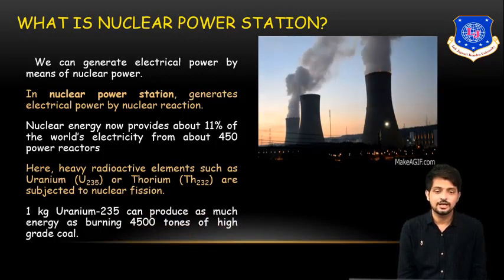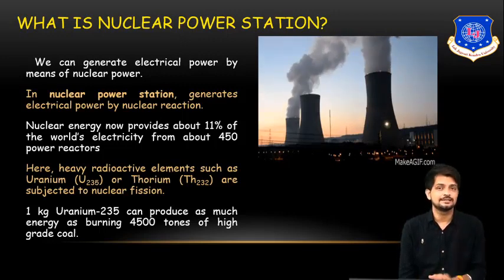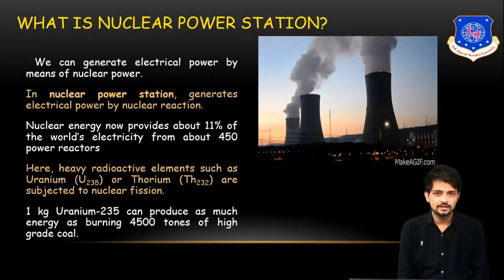This is one data that I have collected. 1 kg of uranium can produce as much energy as burning 4500 tons of high-grade coal. If we burn 4500 tons of coal and get a particular amount of electricity, the same electricity can be produced by 1 kg uranium. So 1 kg uranium can produce a large amount of energy compared to coal. But the disadvantage is that uranium is costlier than coal. That's why we have only 7 active nuclear power stations in our India.